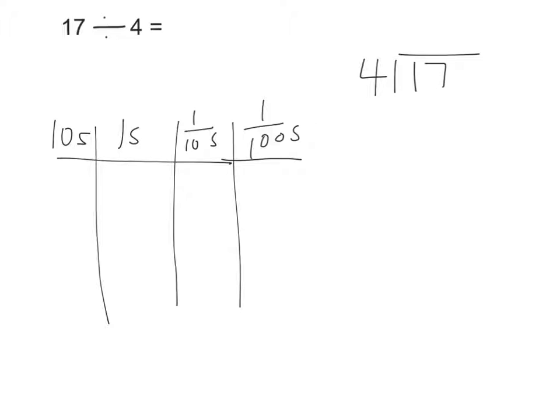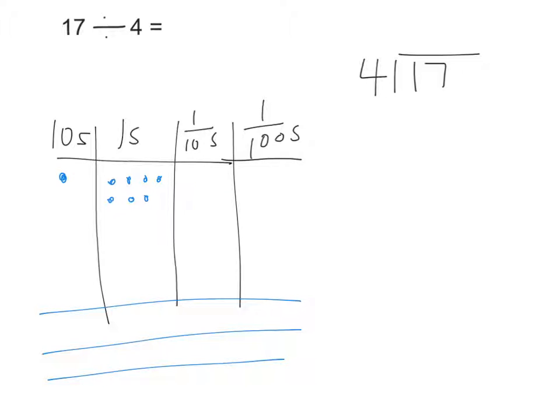Okay, so taking a look at this example, how many discs do I need to draw in the tens column to start out? Sporty? 1 disc. And how many discs do I need to draw in the ones column to set up my dividend? Sherilyn? 7. 1, 2, 3, 4, 5, 6, 7. And I want to divide it into how many groups? 4. Okay, so I'm going to go ahead and draw my 4 groups down here.